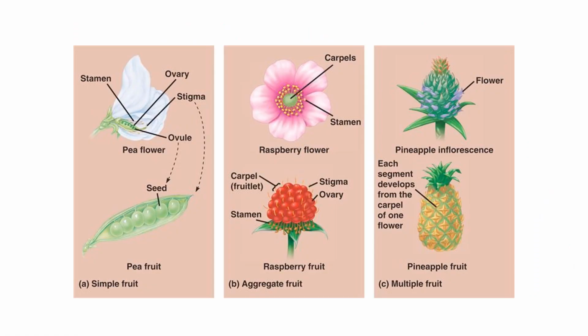So here we can see how these different types of fruit develop and what the flowers look like. There's lots of variation. We can call a pea fruit a simple fruit. We have things called aggregate fruit, and then even multiple fruit, which is something like a pineapple. A pineapple has lots of seeds inside of it. If you've ever opened a pineapple and seen those little black things near the outside skin, those are actually the seeds.